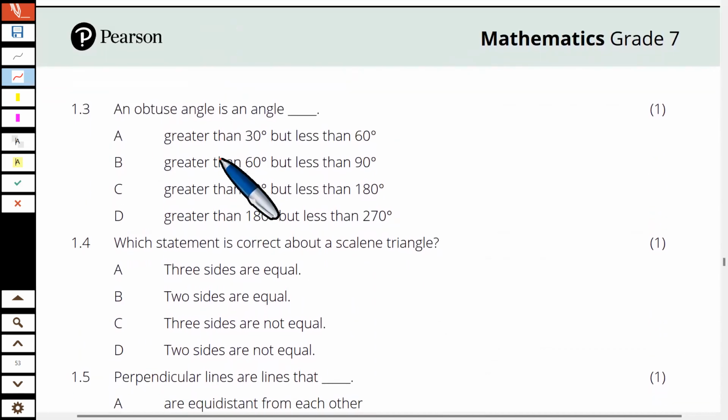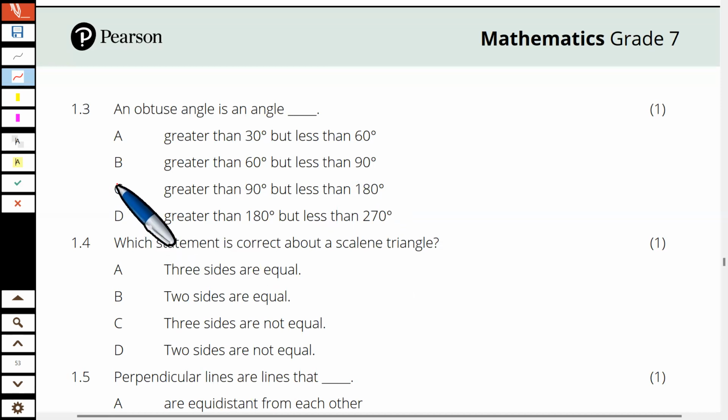1.3 now, we are testing your mind. We're training your mind. 1.3, an obtuse angle is an angle that is what? Greater than 30 degrees, but less than 60 degrees. Greater than 60 degrees, but less than 90 degrees. Greater than 90 degrees, but less than 180 degrees. Greater than 180 degrees, but less than 270 degrees. Which one is the answer? Your thoughts, please. Greater than 90 degrees, but less than 180 degrees.